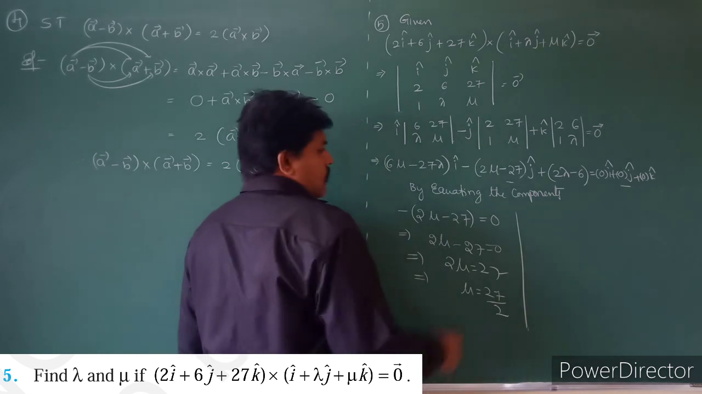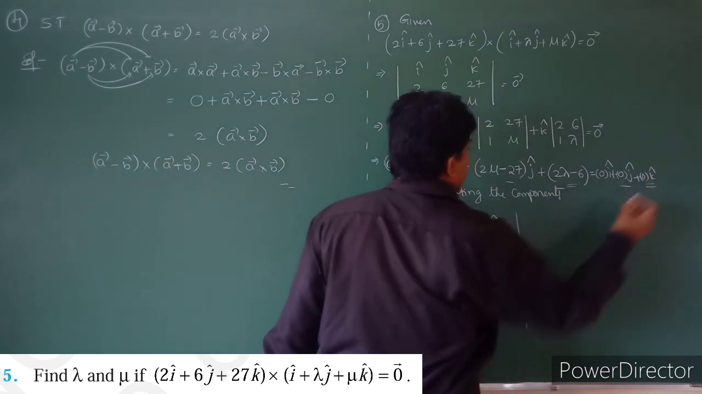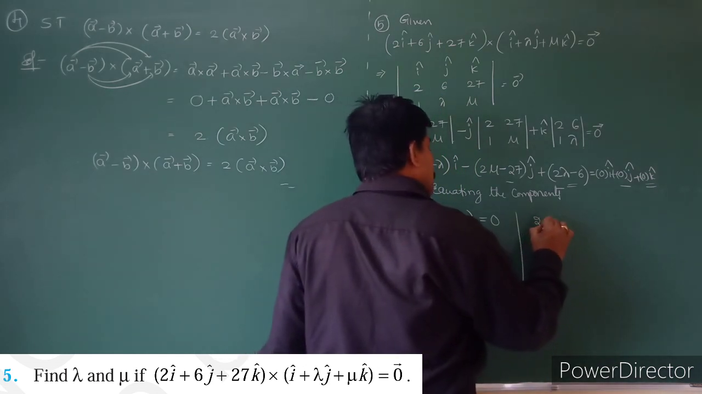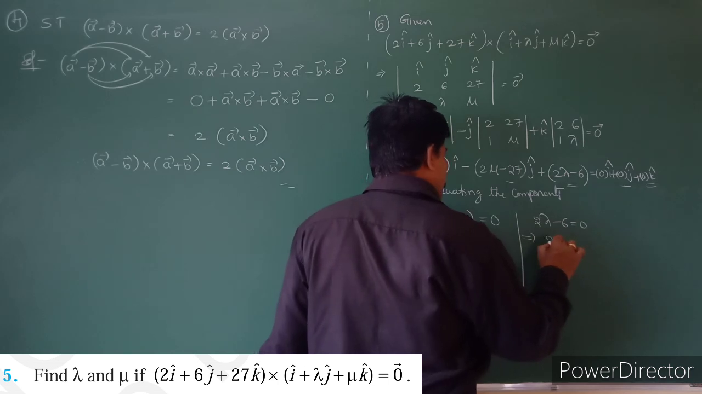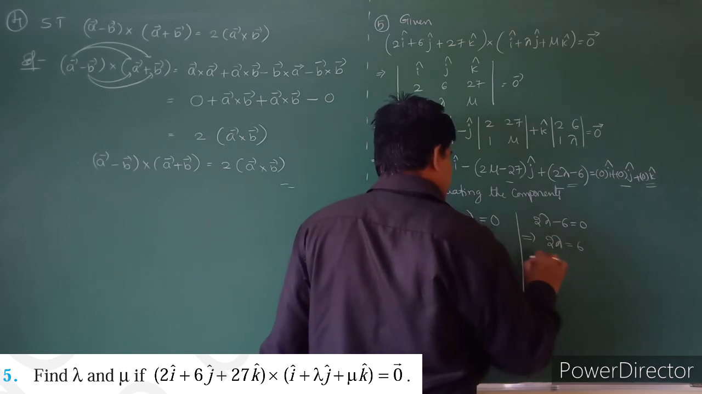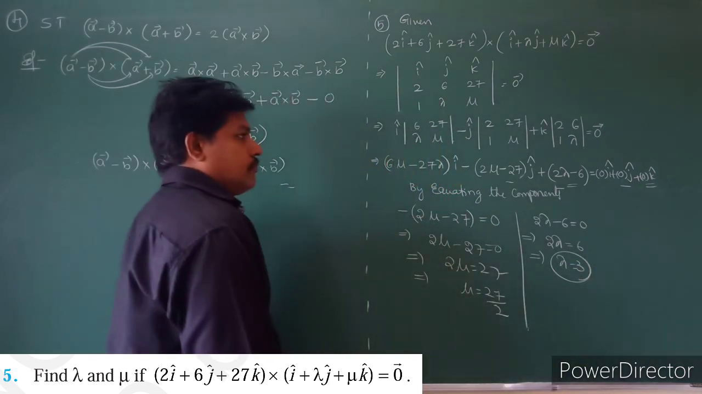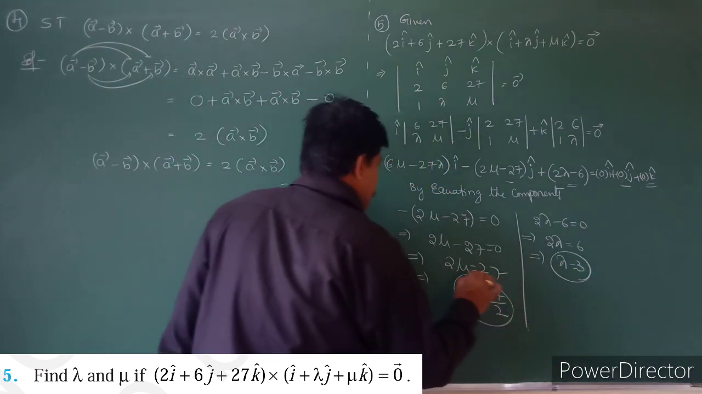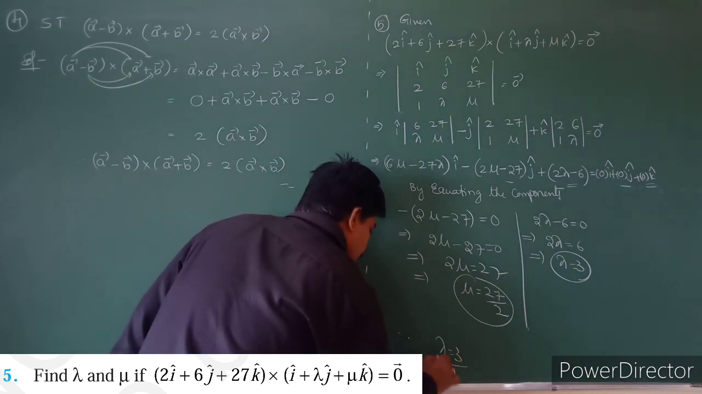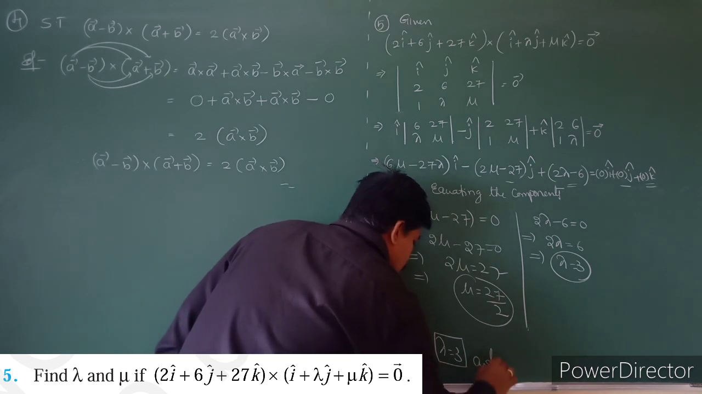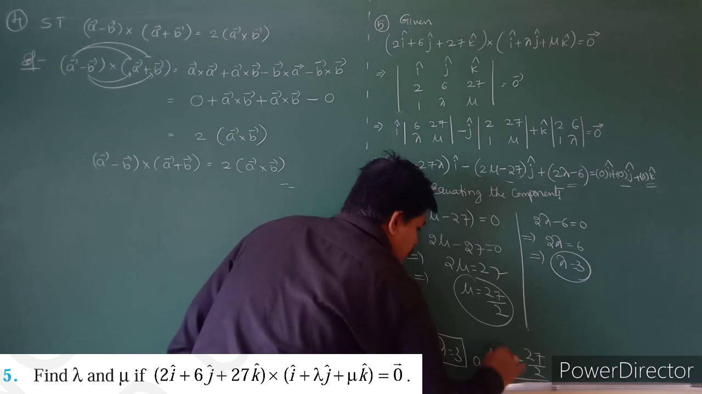Similarly, what is the lambda value? I will equate the k terms. What are the k components? That is 2 lambda minus 6 is equal to 0. That implies 2 lambda is equal to 6. So that implies lambda is equal to 3. Therefore lambda is equal to 3 and mu is equal to 27 by 2.